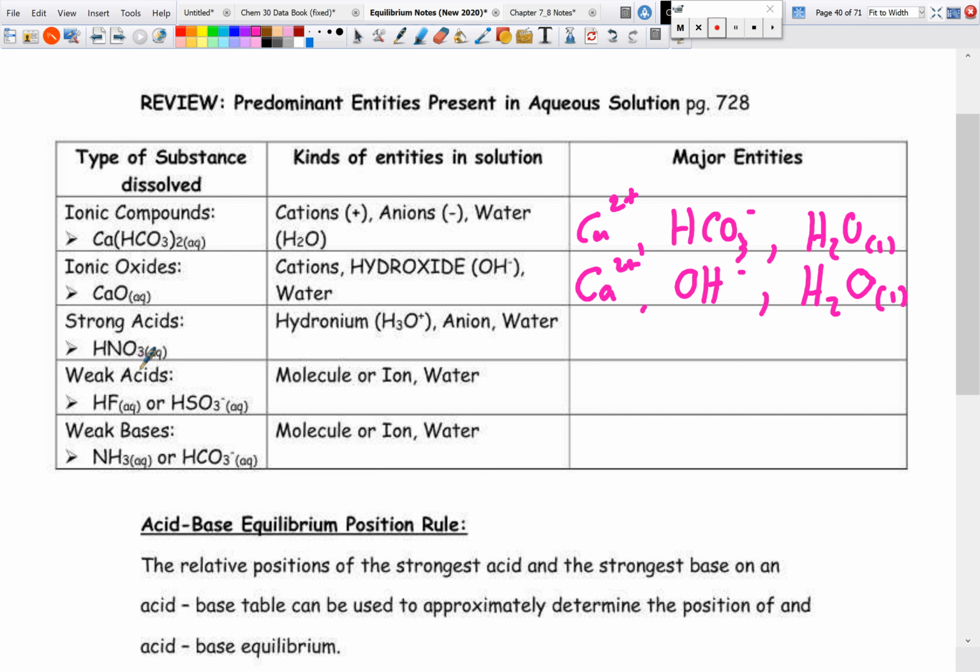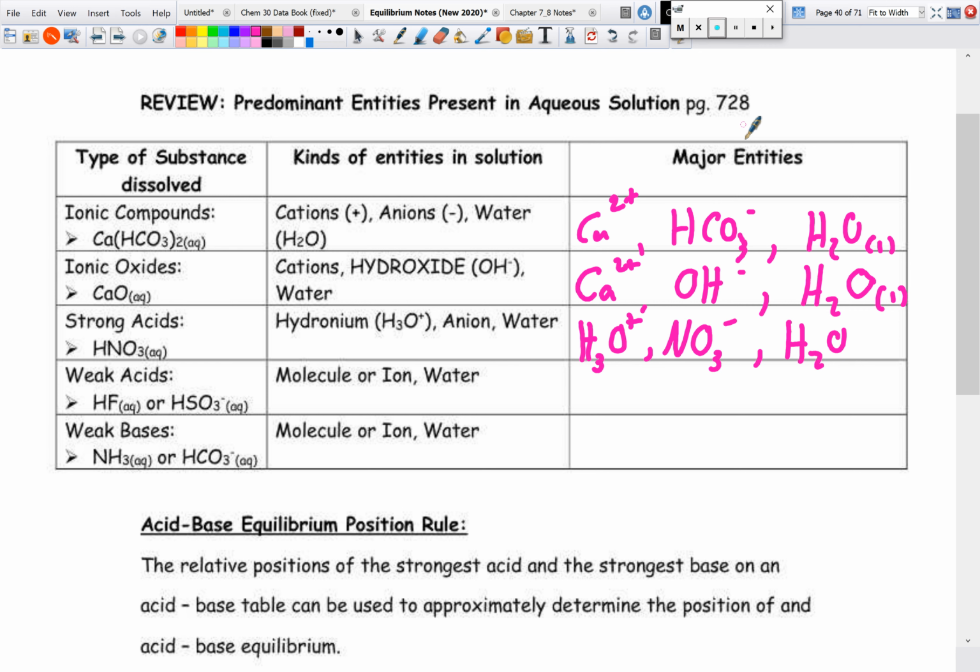Now for our strong acids, when we put these in water, remember there's only 6 of them, we get hydronium, the anion, and water. So that's where if we have something like nitric acid, HNO3, if we put that in water, the major entities, what we're going to get is H3O plus. Of course, the anion is NO3 minus, and of course, water, H2O.